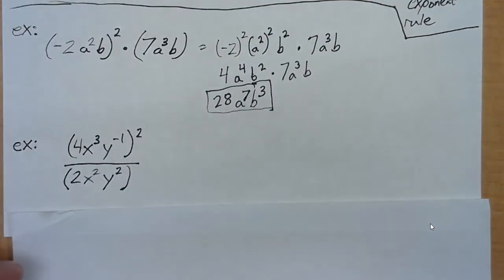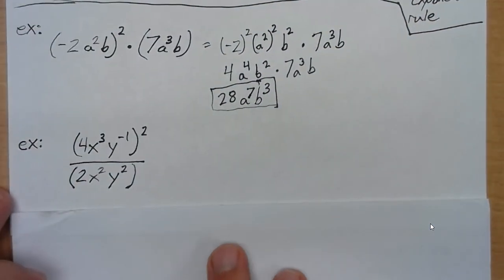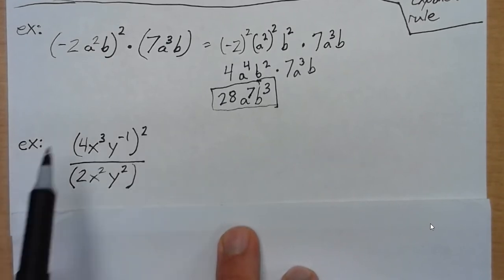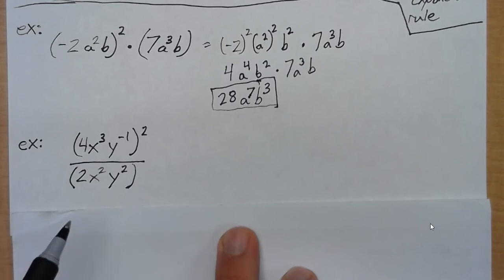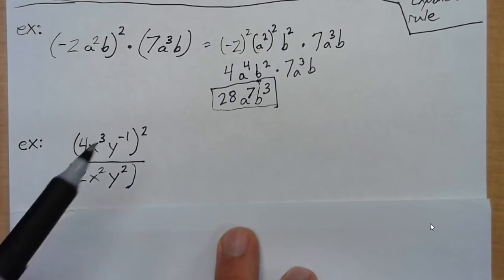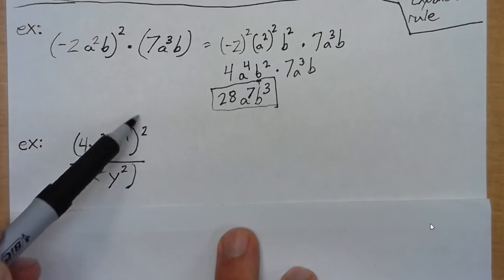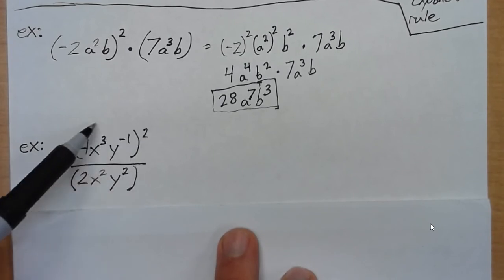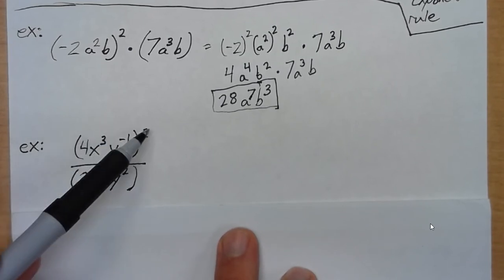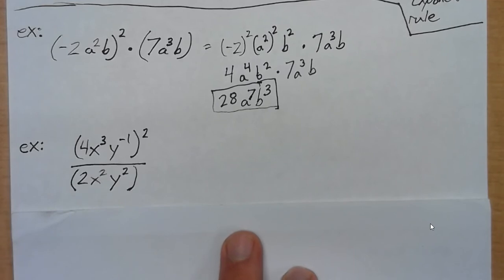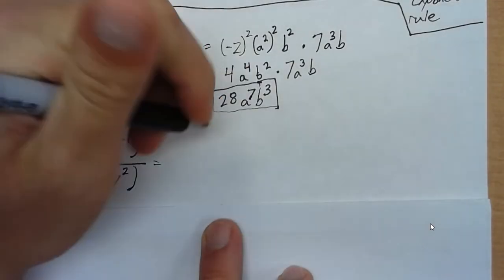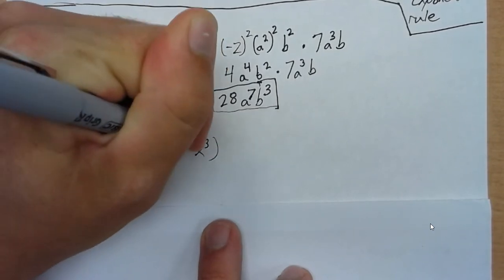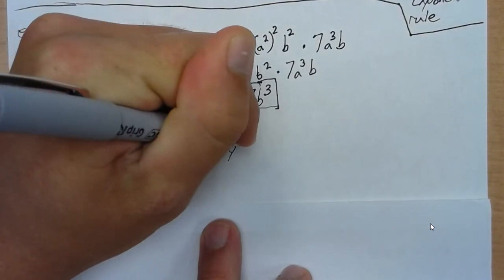Next, we have a division problem involved. I also see some negative exponents, so let's see what to do here. I don't see anything with the zero exponents, but I do see a power raised to a power. So we need to resolve that first. This squared is going to apply to the 4, to the x cubed, and to the y to the -1. So let's rewrite that as 4 squared, x cubed squared, and y to the -1 squared.